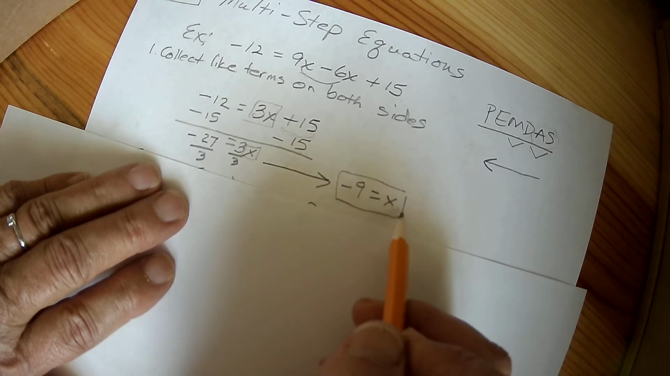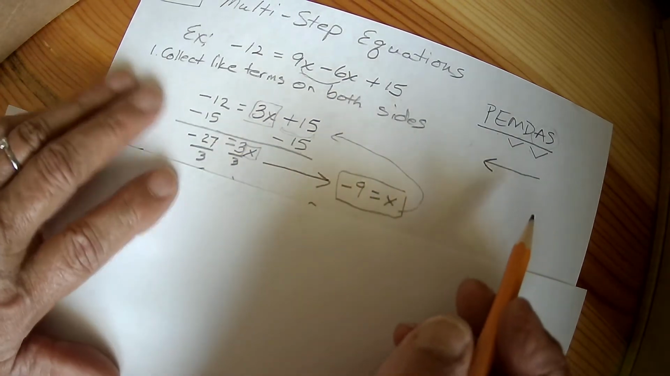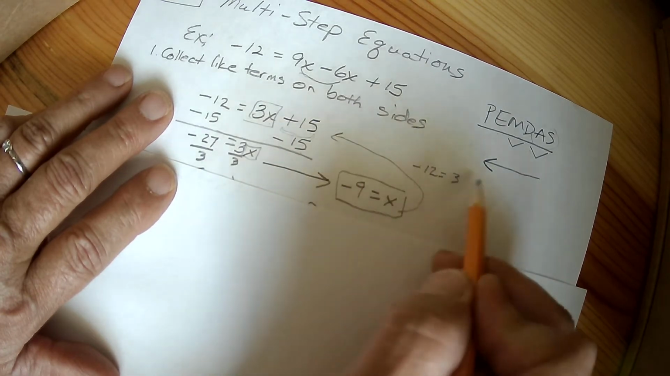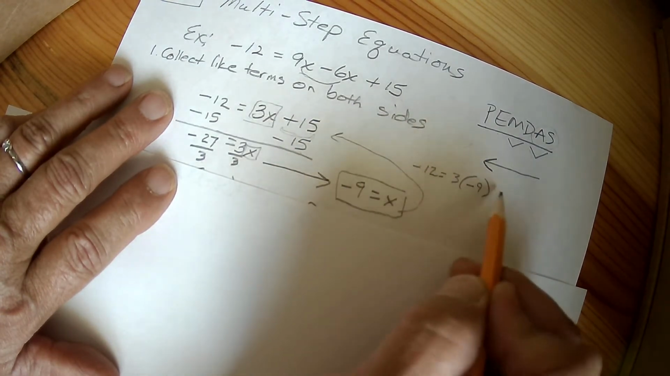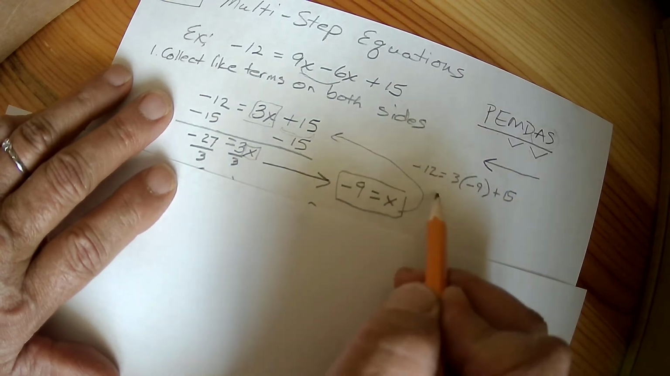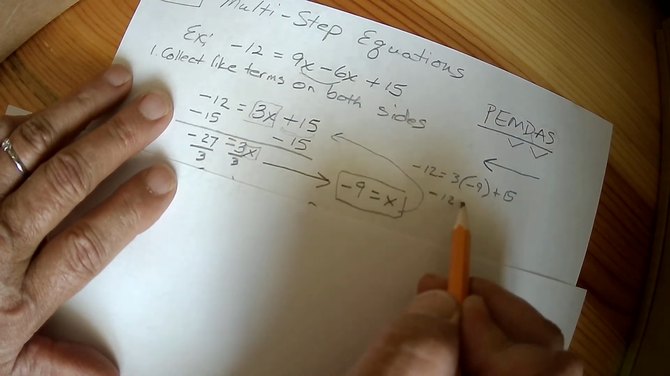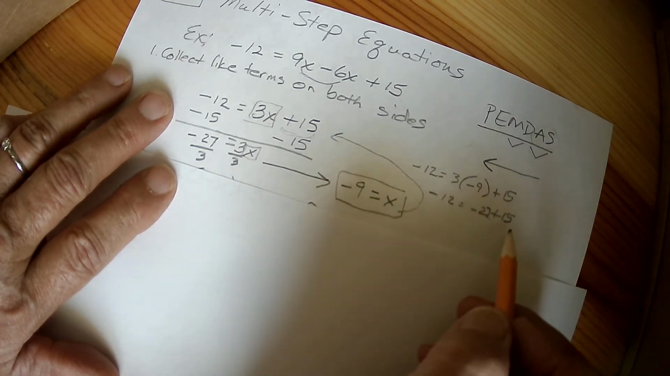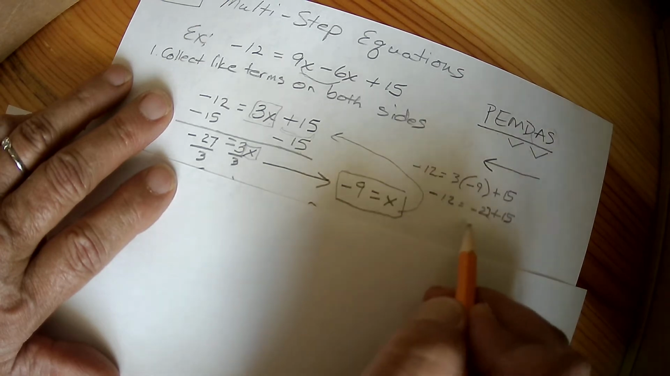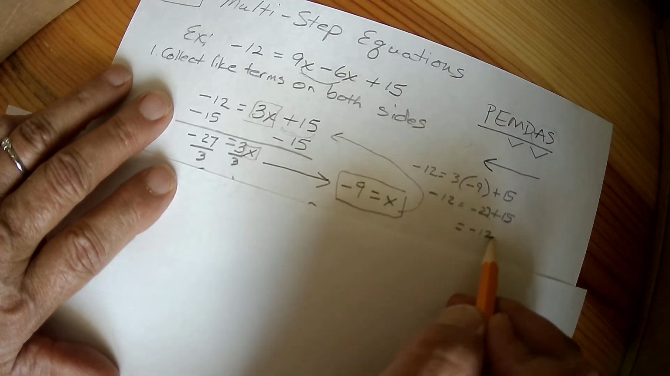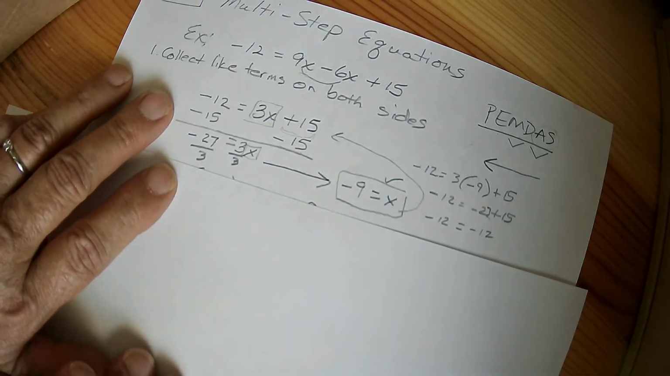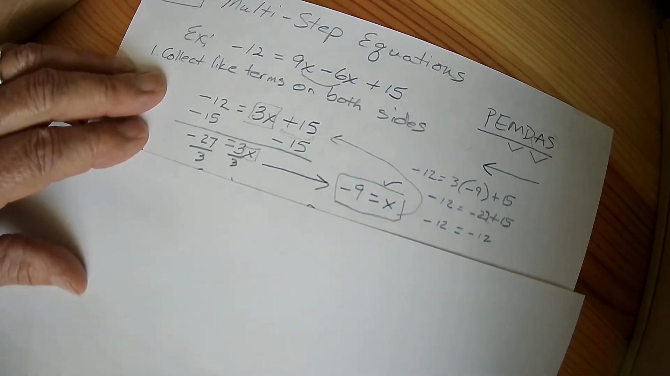Let's check and see, plug it back into this and see if we get the right answer. So is negative 12 equal to 3 times negative 9 plus 15? This would be negative 12 equals negative 27 plus 15. Negative 27 plus 15 is negative 12, and negative 12 equals negative 12, so we know that's the right answer. Okay, that's the first example.